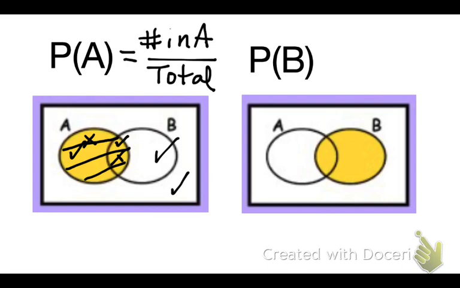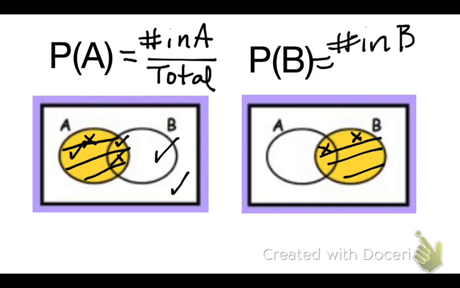To do the probability of B, you only want what's in set B. So that means you would add what's on the right-hand side and what's in that intersection. So that's the number that's in B. And then you want the total on the bottom. And that means you have to add 4 numbers. So what's just in A, what's in the intersection of A and B, what's just in B, and what's outside of A and B.